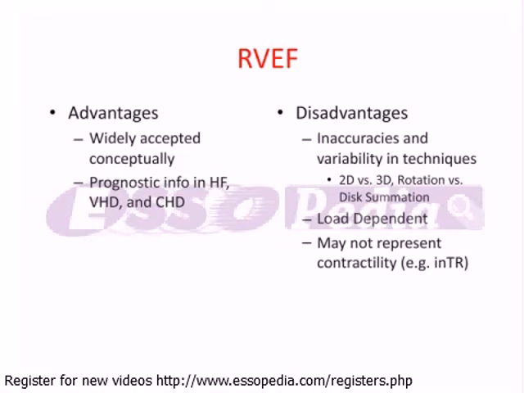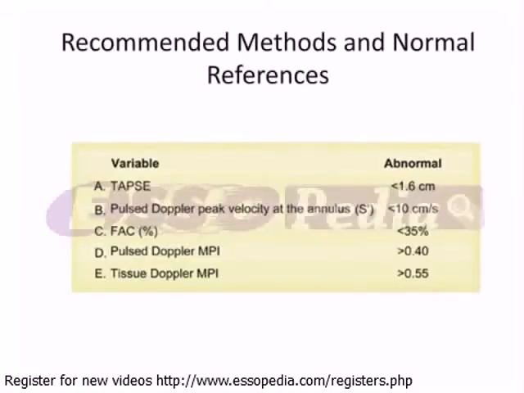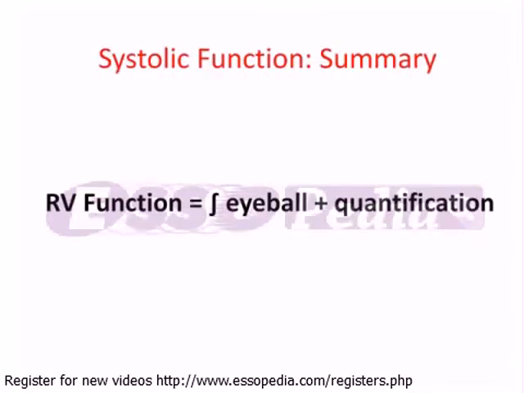This slide shows the recommended methods and normal references of the guidelines on the echocardiographic assessment of the right heart, and it is recommended that TAPSE, S prime, and fractional area change are the methods of choice. Myocardial performance index can be used, but is not recommended to be the sole method of quantitation of RV function. So in summary, when you assess the right ventricular systolic function, it should be a combination of your eyeball, what does the RV systolic function look like, but one should also include methods of quantification.